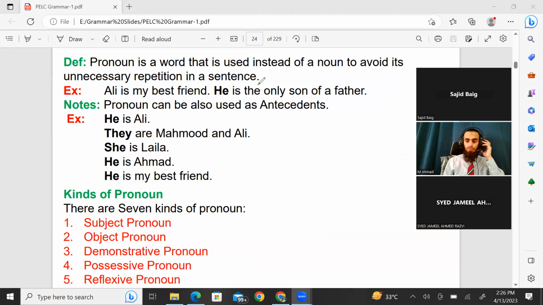I think a pronoun is not for repetition of the name every time. Just only one time we can say he, she, it, they. To avoid the repetition of a noun, right?